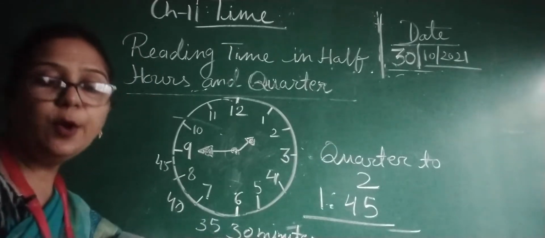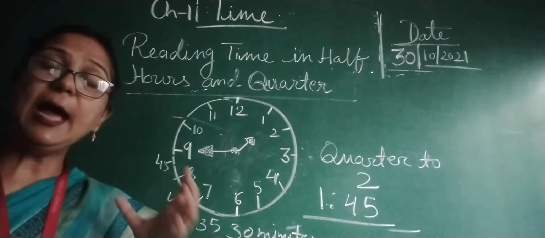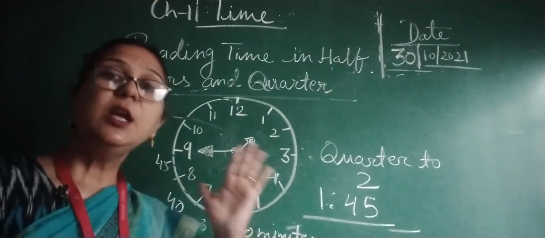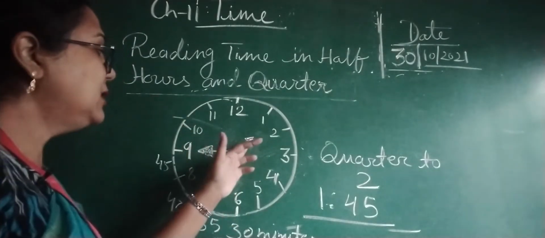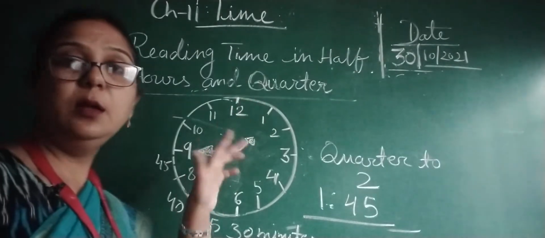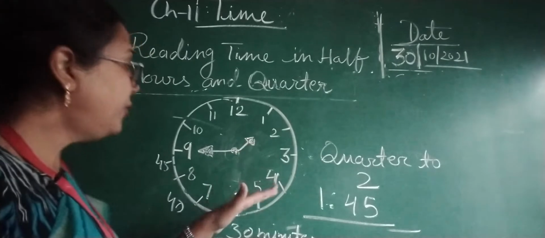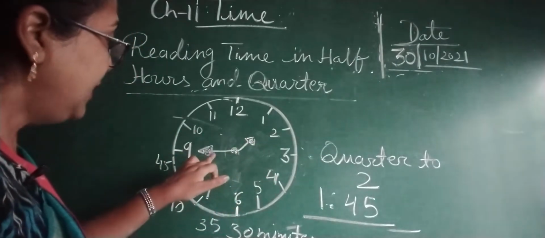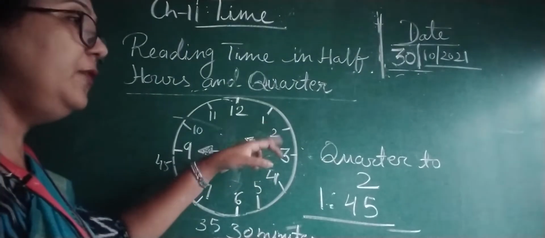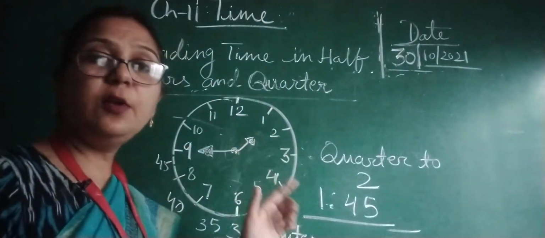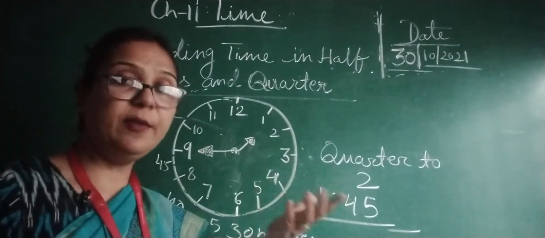Okay. So I hope this is clear what is quarter past and what is quarter to and what is half past. For half past, your minute hand is at 6 and the shorter hand is at any number. So we will call this half past. Okay. If your minute hand is at 9 and your shorter hand is in between any two numbers, we will call it quarter to. It means ये quarter to है, मतलब होने वाले हैं.